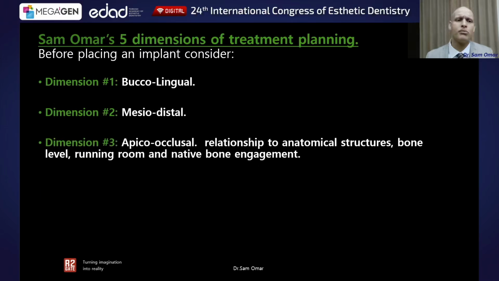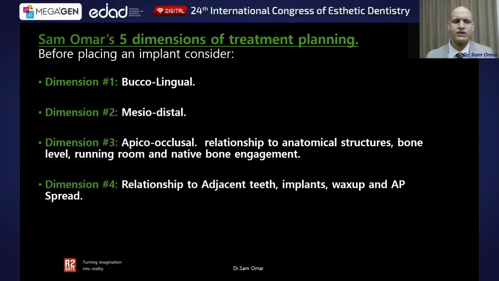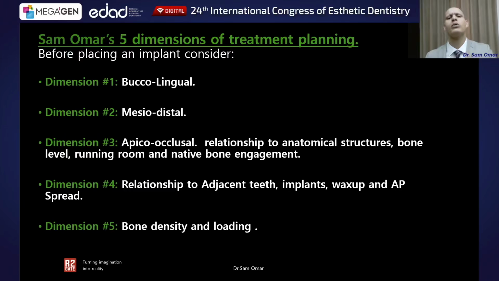So we talked about all the dimensions of treatment planning. We talked about dimension number 1, dimension number 2, dimension 3, dimension 4, and now let's talk about dimension number 5. Dimension number 5 is bone density and loading. The reason why I have this dimension is because most softwares out there don't really give us a lot of information about the bone density of the site that we're going to be placing the implants in, and the probability of us to do immediate loading in these sites. All the different softwares out there will give us dimension number 1, 2, 3, 4, but very few softwares, or basically the only software that I know will do this is Artogate.